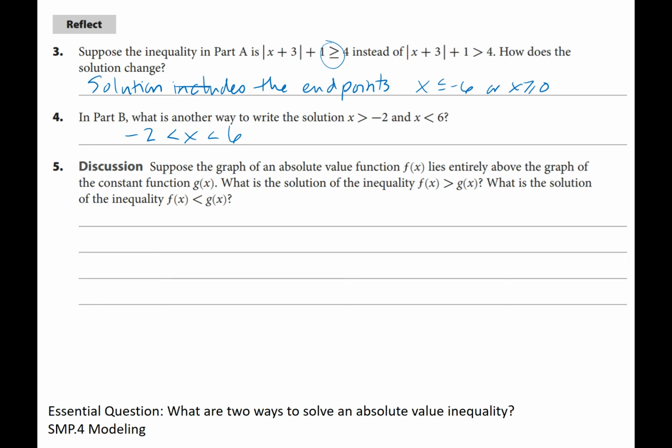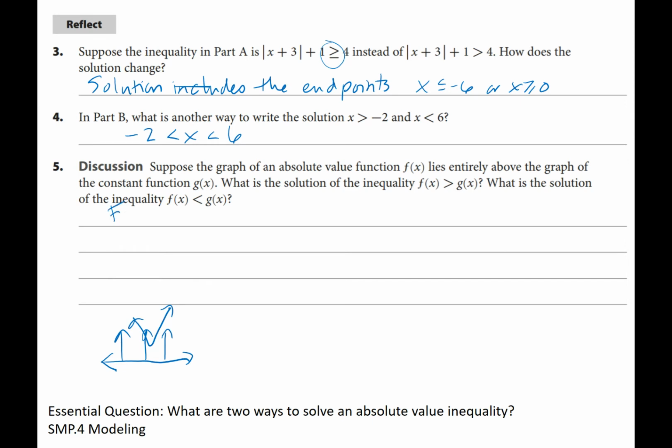And then discussion. Suppose the graph of an absolute value function lies entirely above the graph of the constant function. What's the solution of the inequality? And what's the solution of the inequality for less than? So let's talk about the first one. Absolute value lies entirely above the constant. So the situation they're talking about is, here's my absolute value, here's my constant. The solutions would be everything above it, so therefore it would be all real numbers.